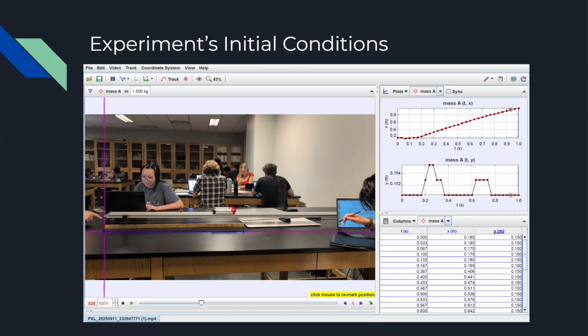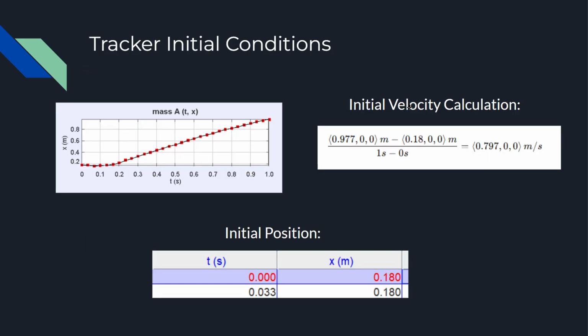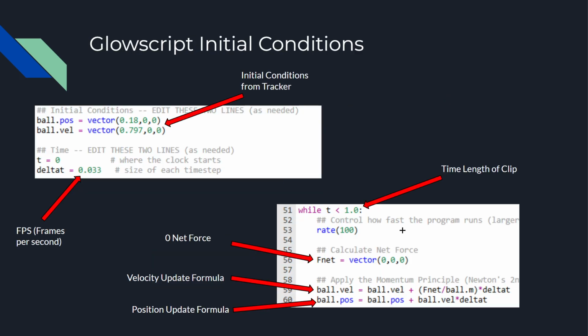So this is what it looked like in Tracker. We had the glider moving along the track, and we let it go the length of this meter stick, which was approximately 1 second. It gave us these two graphs, but we can ignore the y position by time graph because we're just looking at the motion in the x direction. And then it gives us this chart with the data points. For the initial velocity calculation, I took the final position minus the initial position over the time it took to get there, and we got about 0.8 meters per second. As you can see, we start at time equals 0 and 0.18 meters.